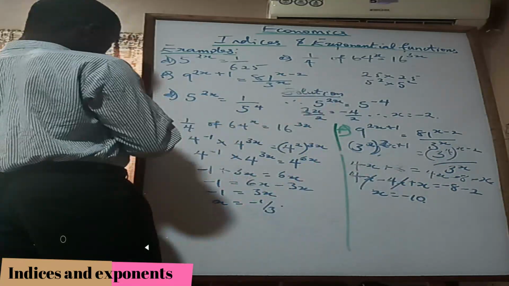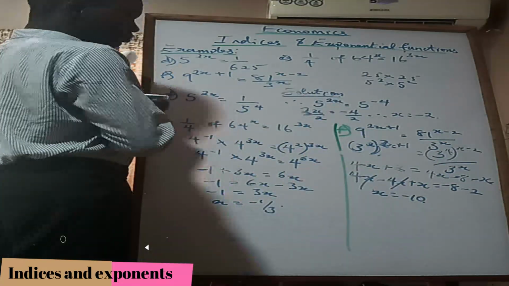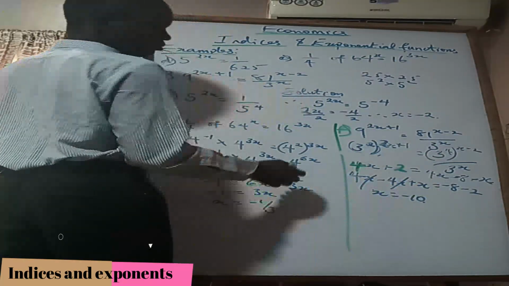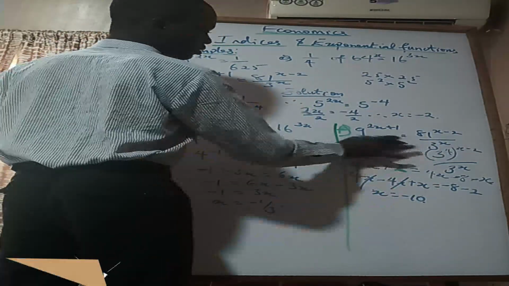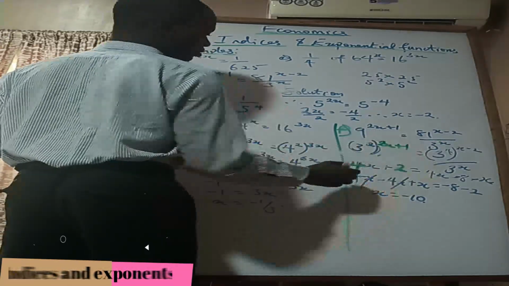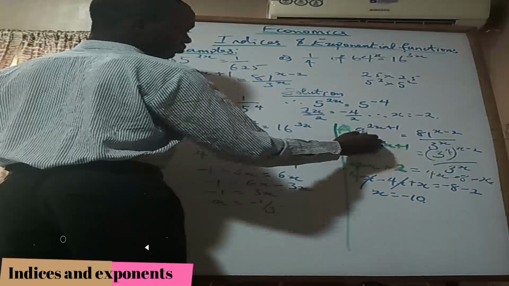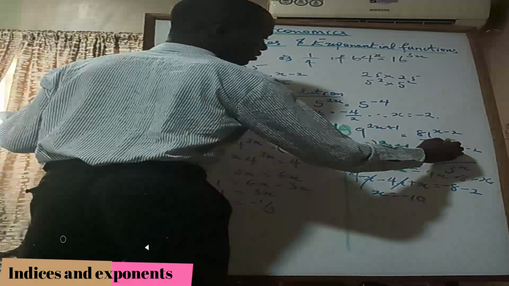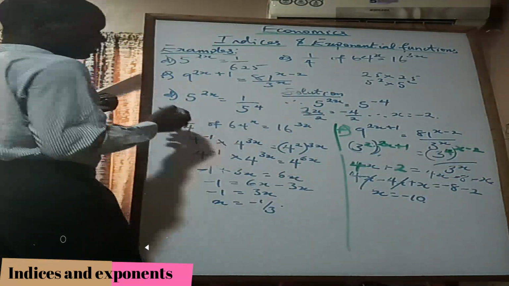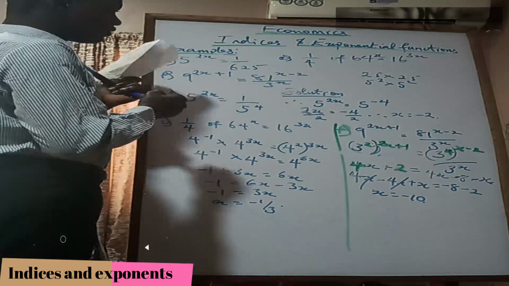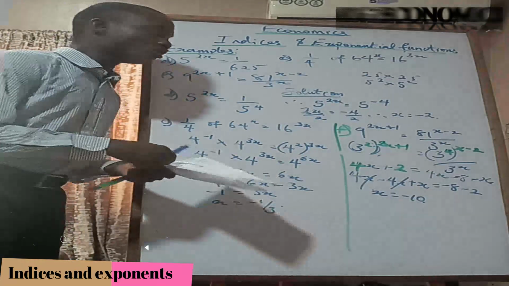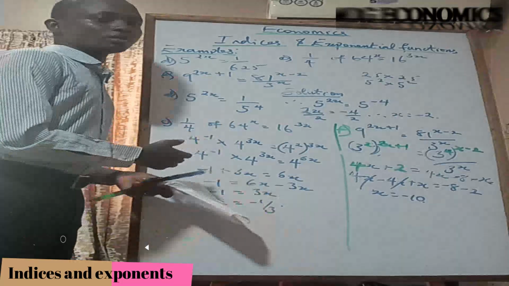So from there, what you just have to do is to solve out the algebra until you get your x. Okay, this is 4x minus 2, and then that's the end. So I've solved different variations of indices and exponential functions so that when you see it in an examination, you know what to do. Next thing is an assignment.